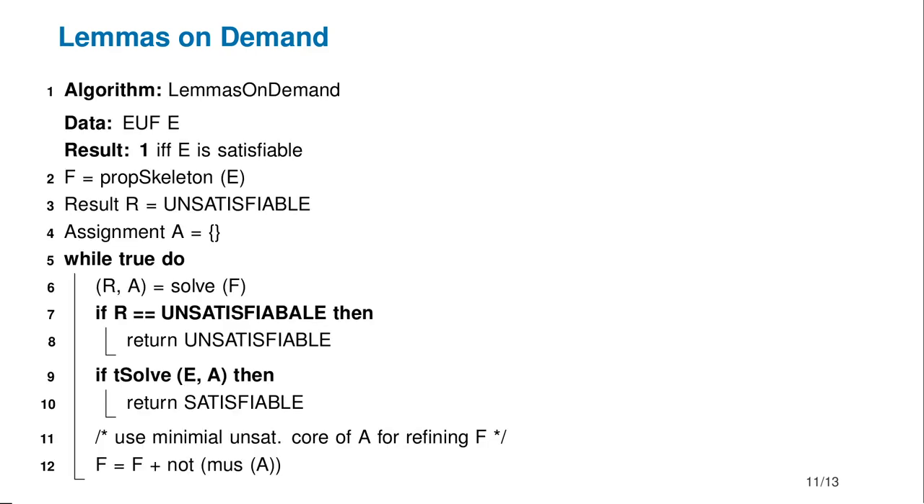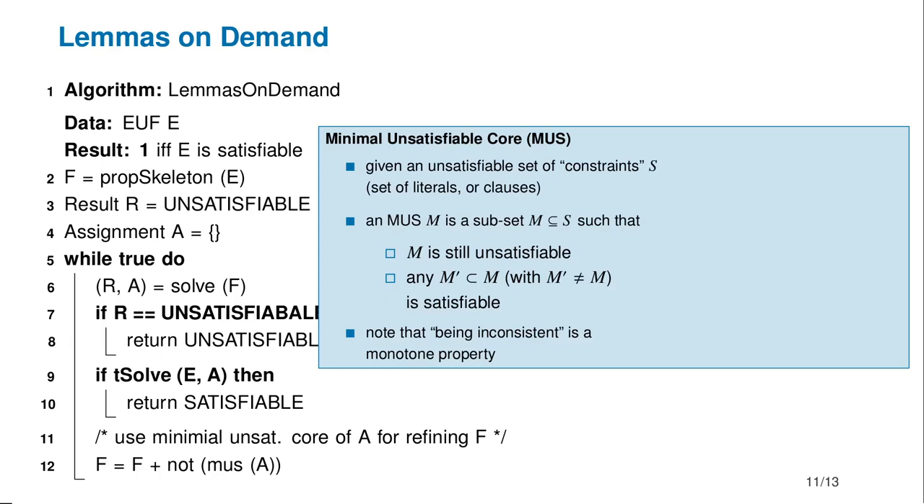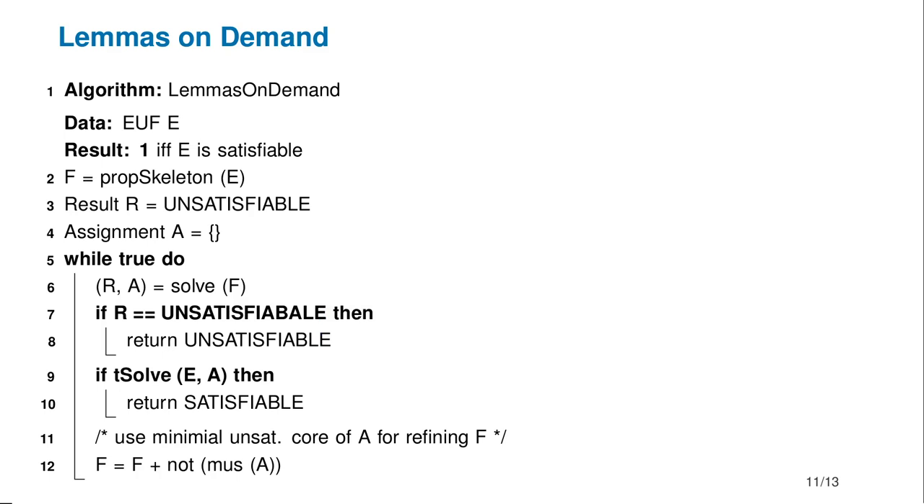So we enrich the abstraction by lemmas. Here I have pseudocode written down of the idea I just explained. So for example, we have equality and uninterpreted functions, and we want to know if this SMT formula, or this EUF theory, is satisfiable or not, and if it is the case, we return satisfiable. First of all, we build the propositional abstraction, which we call F. The result variable R is set to unsatisfiable, and the assignment is empty at the moment.